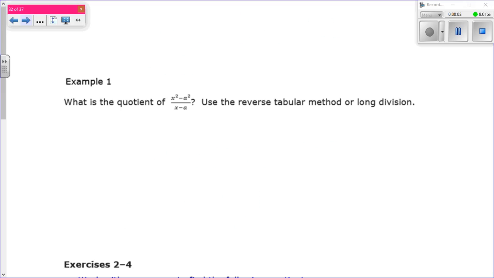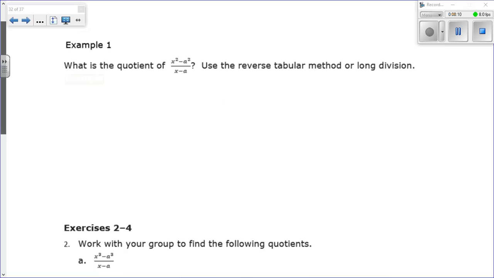All right, going on to the next page. So we were applying numbers. Now we're going to try to find a general form. What is the quotient? And it says use the reverse tabular or the long division method. So I will do reverse tabular here.